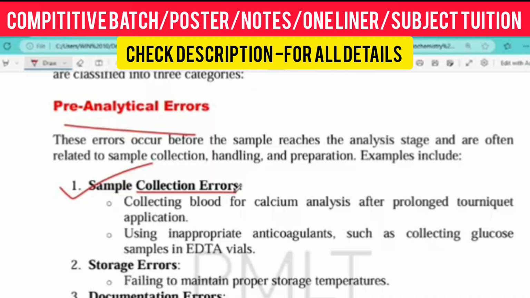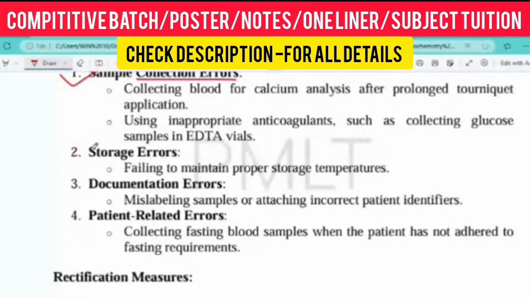See, second is the storage error. If you fail to store the proper specimen or proper serum or proper testing material, then your sample or your specimen will not give you the proper result. So it is important to store it properly.